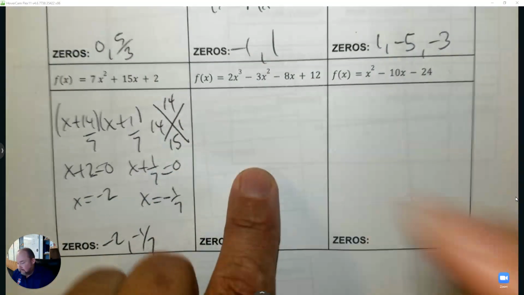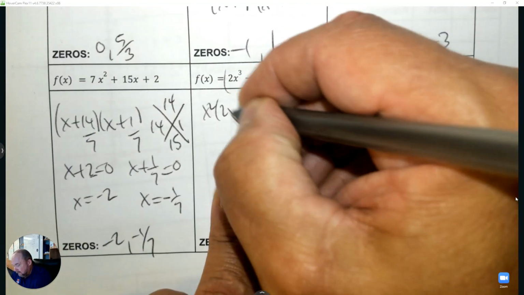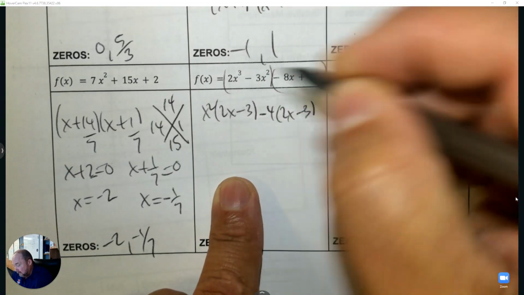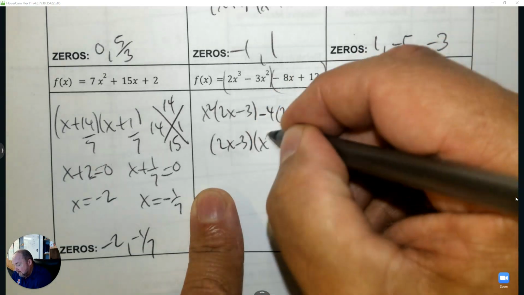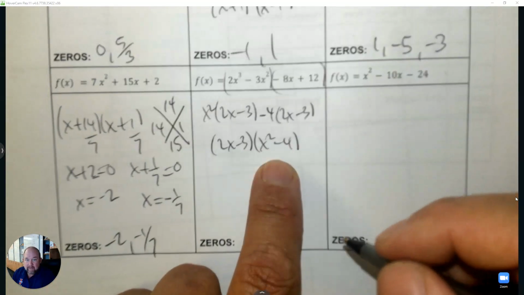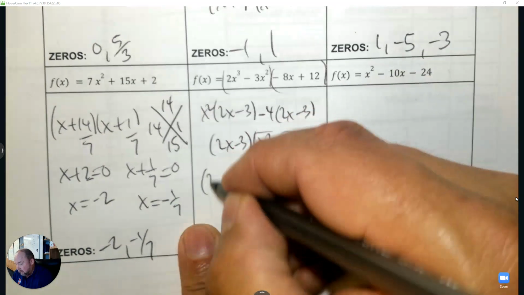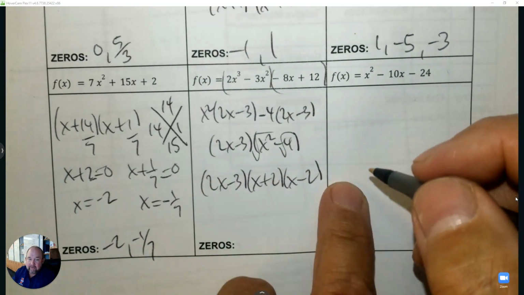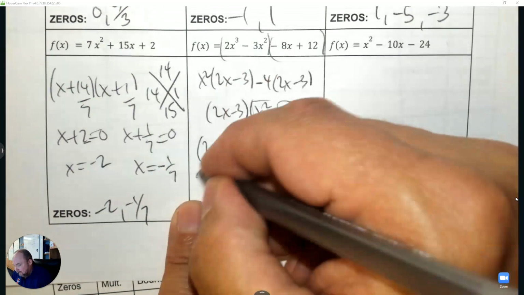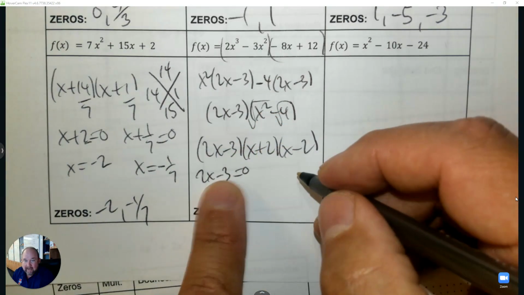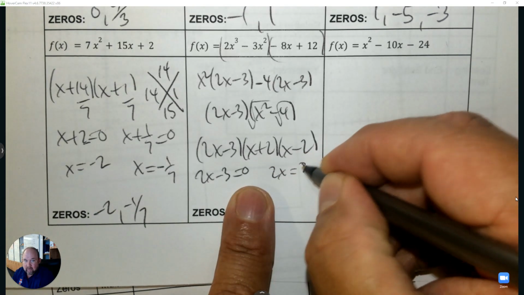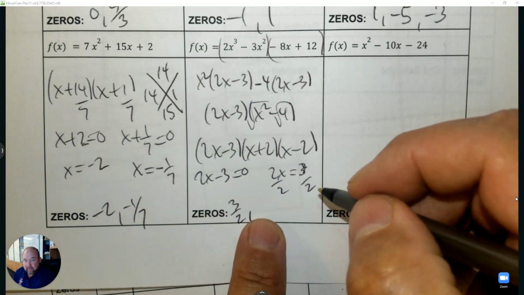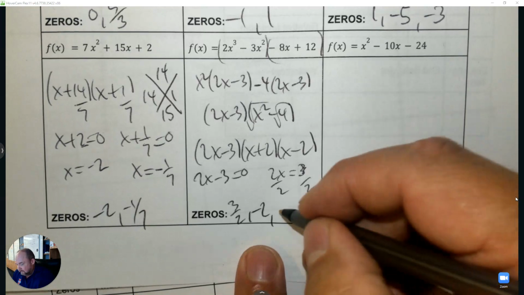We have 4 terms here, so we're going to factor out x squared and be left with 2x minus 3. Factor out a negative 4, and you have 2x minus 3. So we have 2x minus 3 times x squared subtract 4. This is a difference of squares, so square root each term, and you get x plus 2 and x minus 2. And then each factor has a 0. So this factor might be the trickiest one. Make it equal to 0. Add 3 to both sides. Divide by 2. And so you have 3 over 2, negative 2, and positive 2.